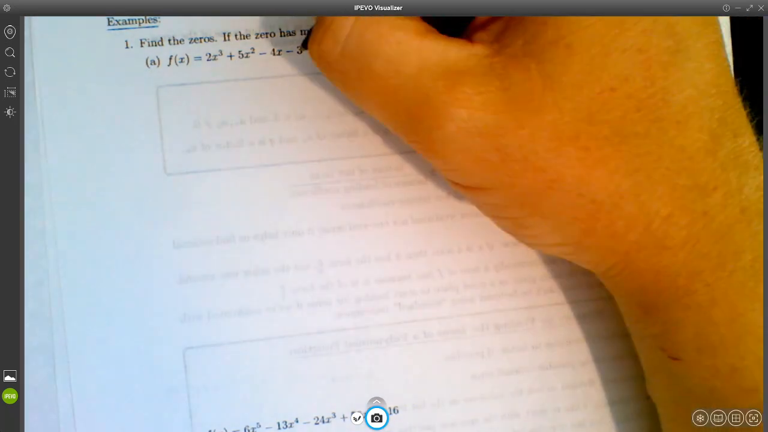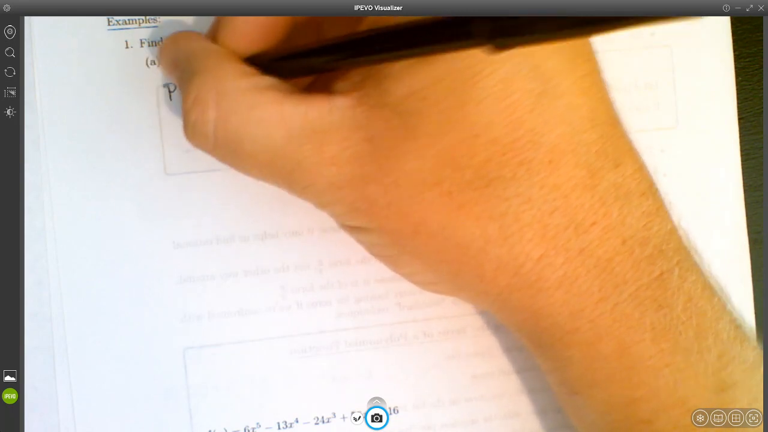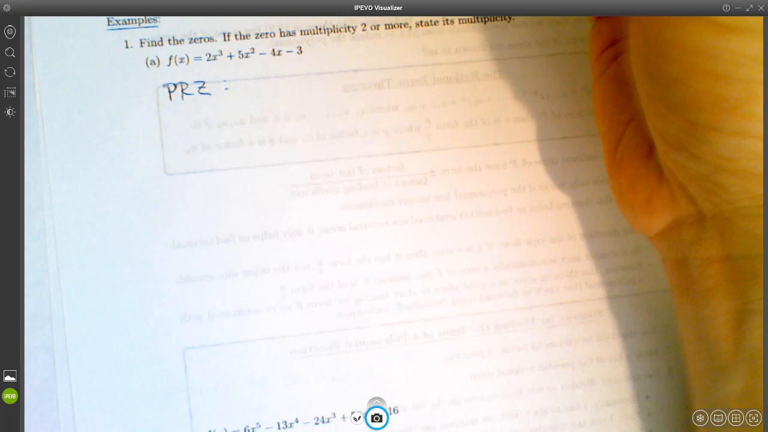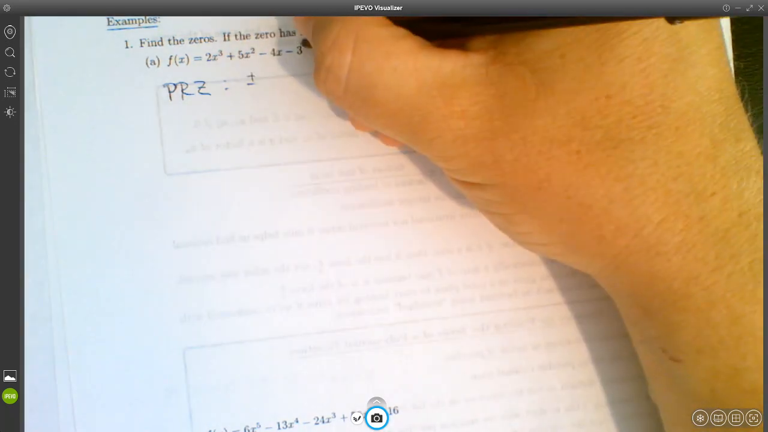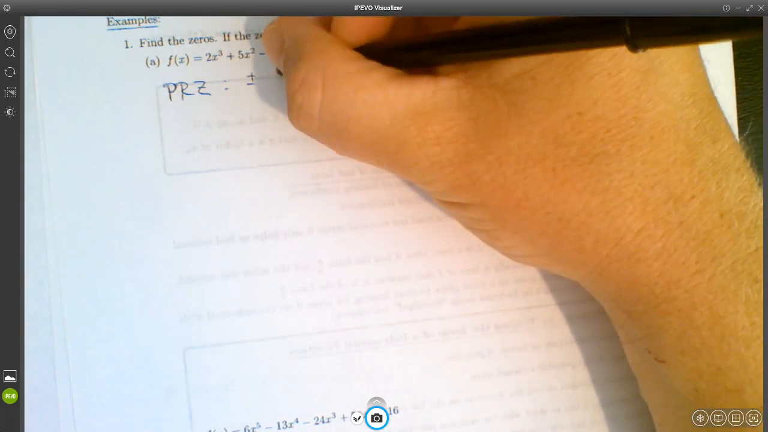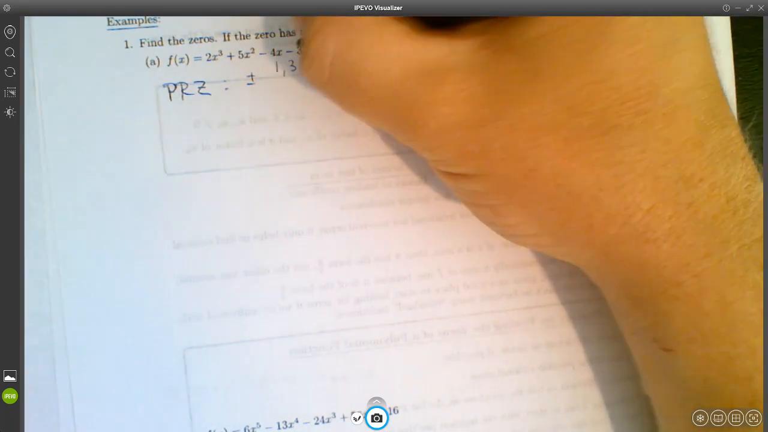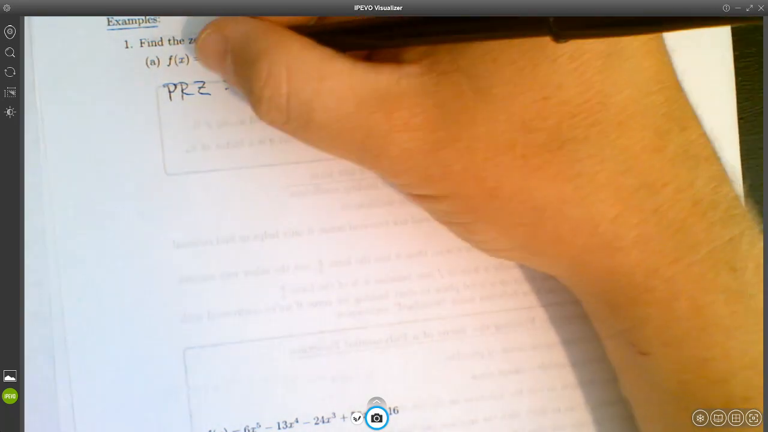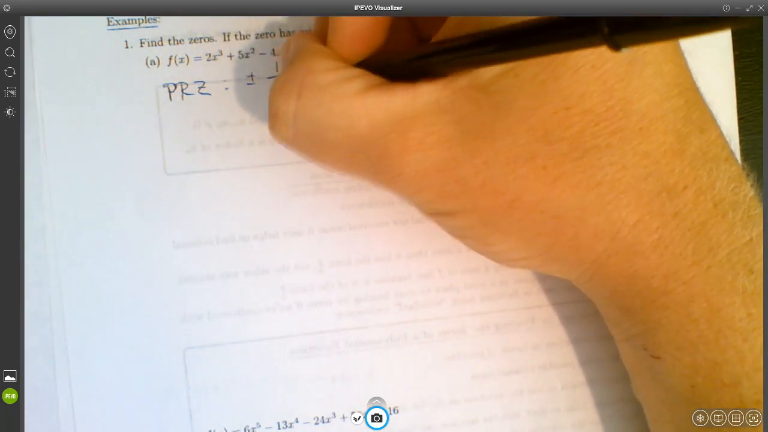So I move on and I start to apply the rational zeros theorem. Okay, so the list of possible zeros. I'm going to call this PRZ. Possible rational zeros are going to be of the form plus or minus factors of the last term. In this case, that would just be 1 and 3. Those are the only factors of 3. Divided by factors of the first term. In this case, 1 and 2. Those are the only possible factors of 2.